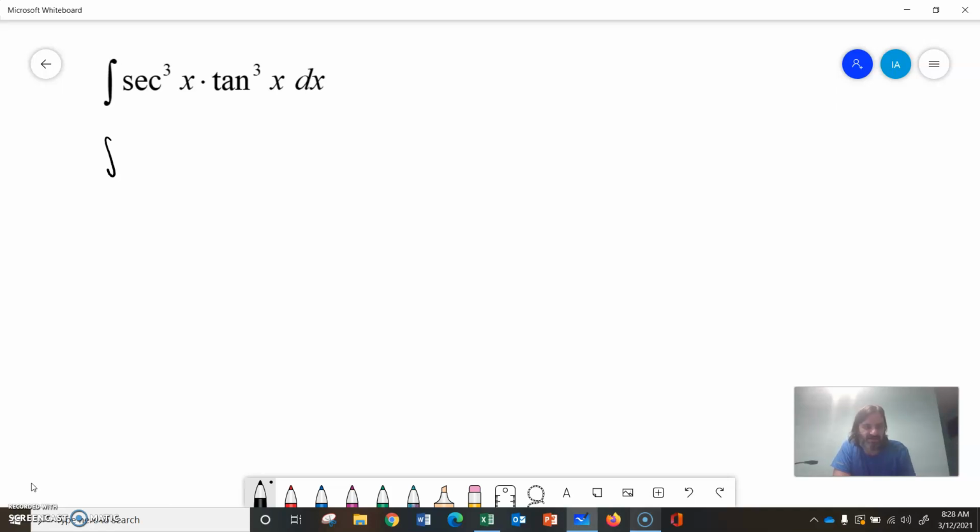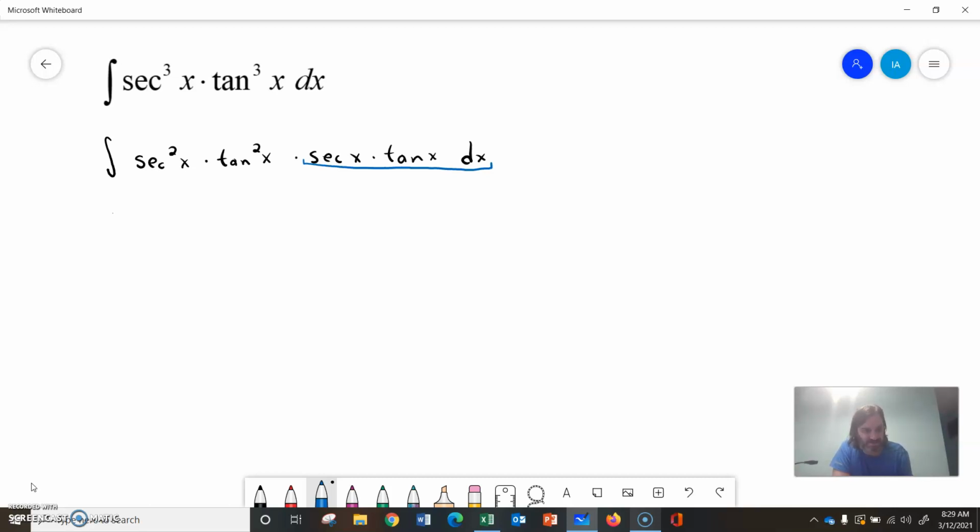The secant cubed, tangent cubed, I'm going to try and take a secant and a tangent out of both of these. So I'm going to pull that to the side. So I'm going to write secant squared x times tangent squared x times secant x times tangent x dx. And what I'm thinking here, my train of thought, is that secant tangent is the derivative of secant. So I'm going to try rewriting tangent squared and see if I can put all this front part in terms of secant and make the secant tangent at the end be the derivative of it.